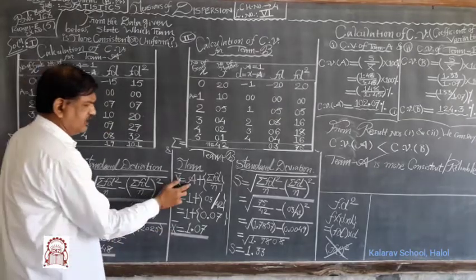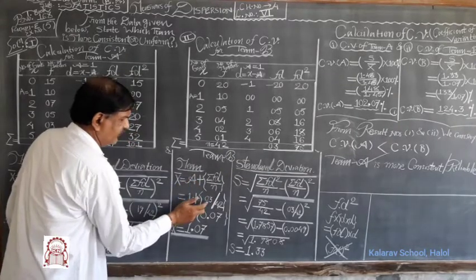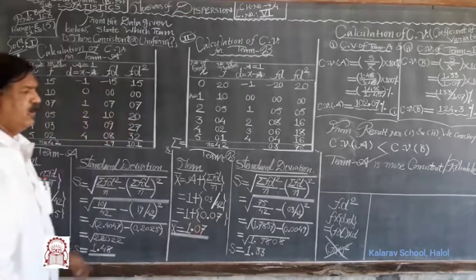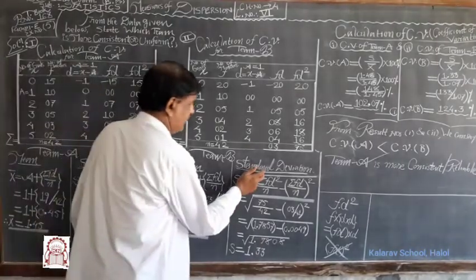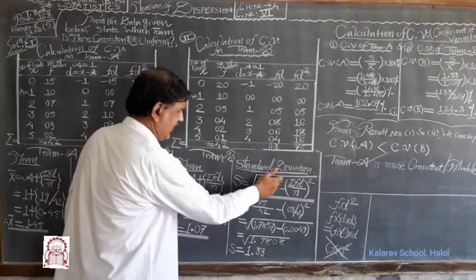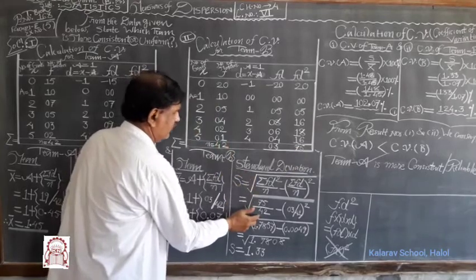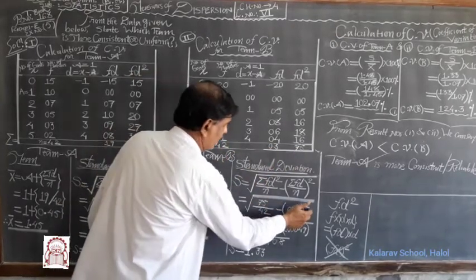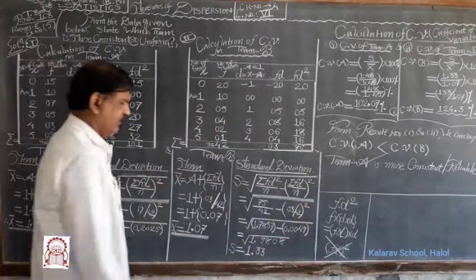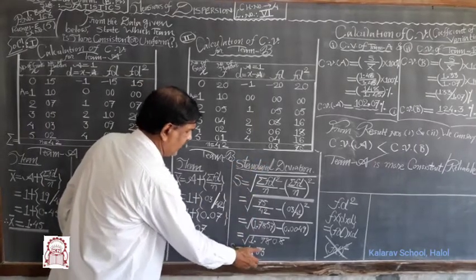Mean is given by A plus sigma FD upon N, means 3 upon 42. A is equal to 1. 3 by 42, answer is 0.07. X bar is 1.07. Also, the standard deviation S means square root of sigma F into D square upon N minus sigma FD upon N whole square: 75 upon 42 minus 3 by 42 whole square. Take the division and then make the square. Ultimately, by simplification, S equal to 1.33 approximately.